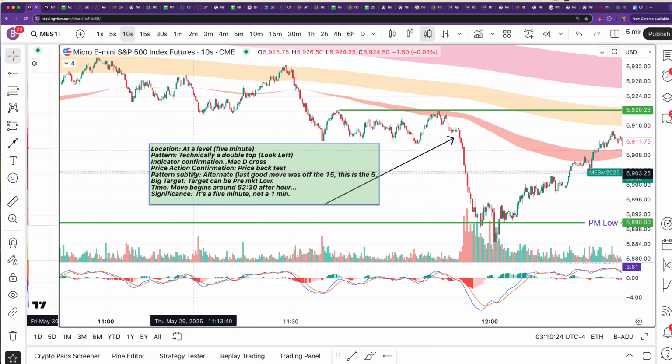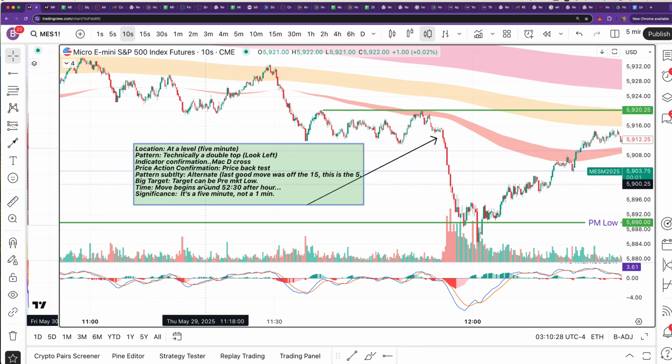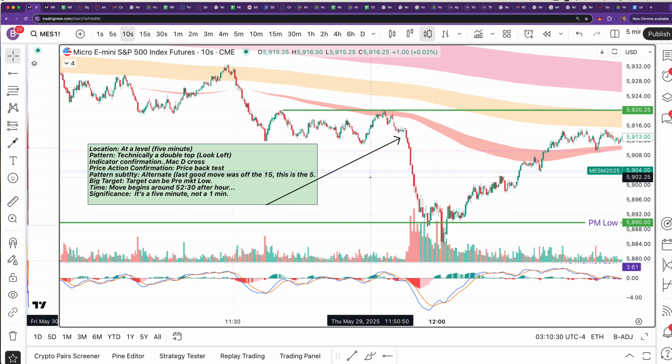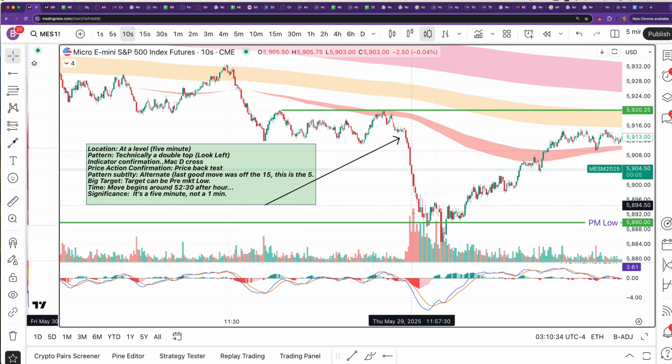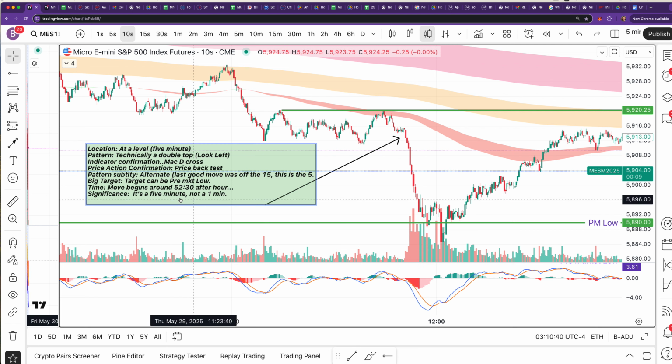It's pattern subtlety. It's alternating between levels. And then another thing that I really like about this one is that it has a big target available to it. In this case, the pre-market low was the target, and it did go down to that target.